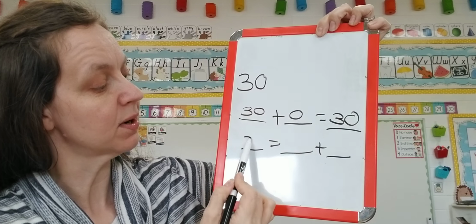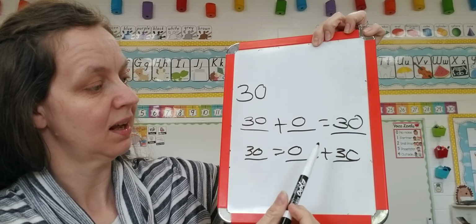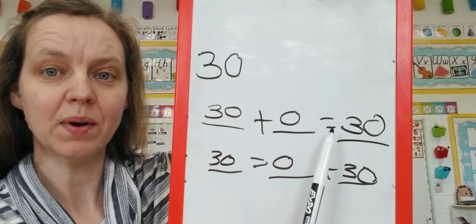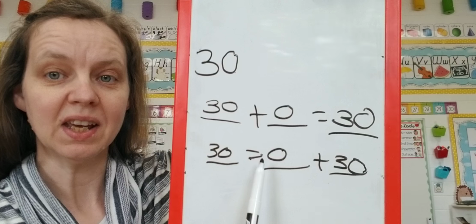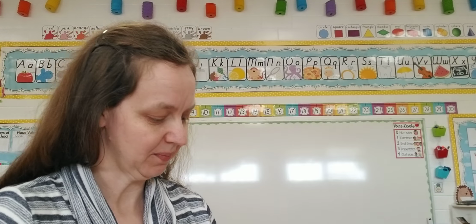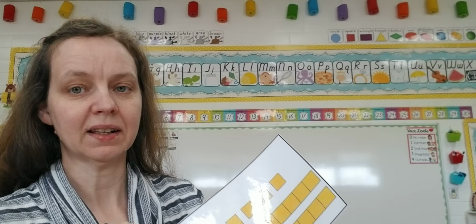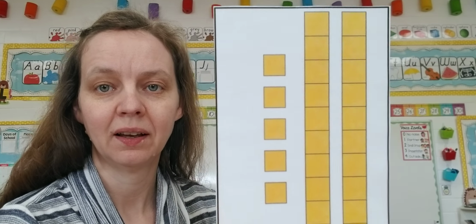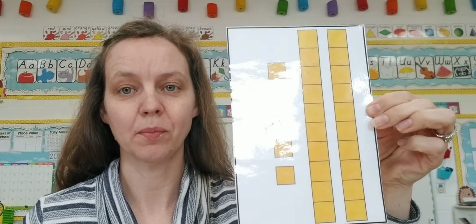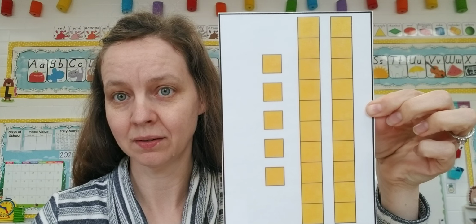Now I'm going to write it backwards. 30, 0, 30. Now let's read both number sentences. 30 plus 0 equals 30. 30 equals 0 plus 30. You can write it both ways. Good. Next number. You write it on your board. I'm going to write it on mine, and then we'll check and see if we have the same thing.